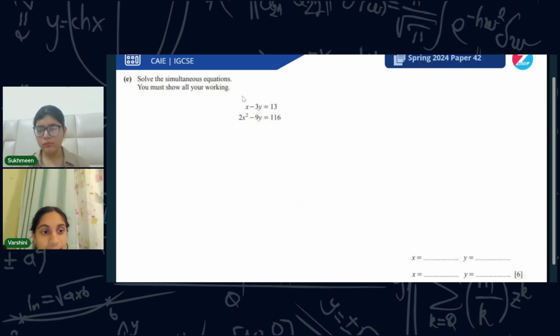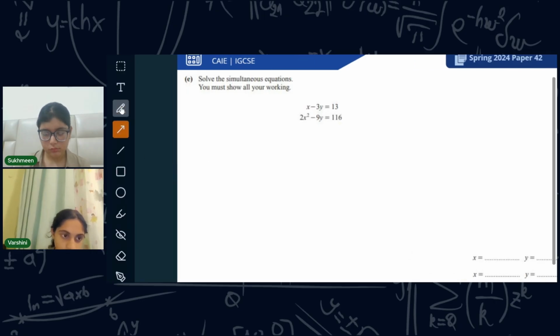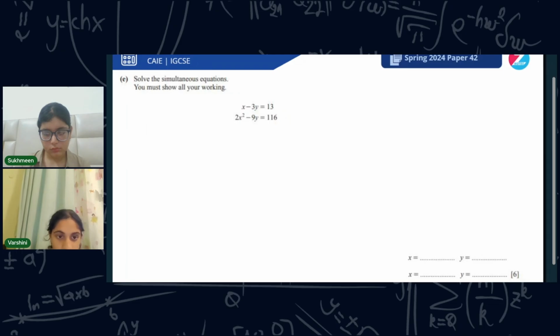Okay, part E, solve the simultaneous equations, and you must show all your working. So we have x minus 3y equals 13, and 2x squared minus 9y is giving us 116. So to do this, either we can put both equations in terms of x, or we could substitute, or we could put them in terms of y. And since there's an x squared over here, it's better to put them in terms of y, because of this x squared, we don't want to make this too complicated.